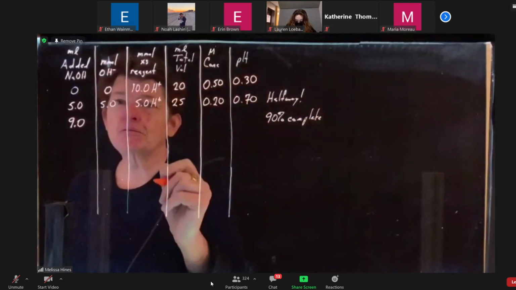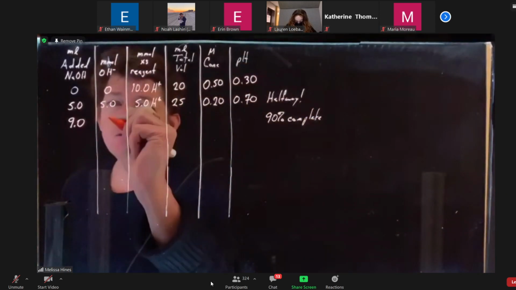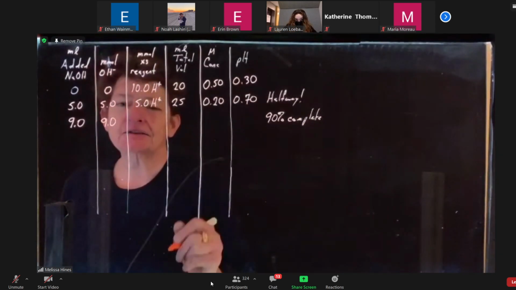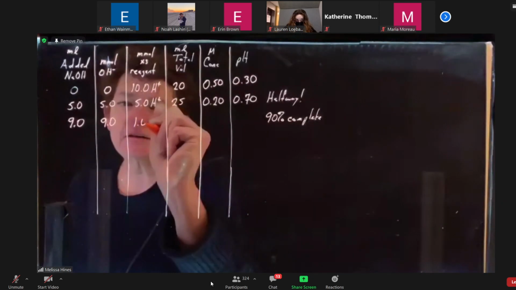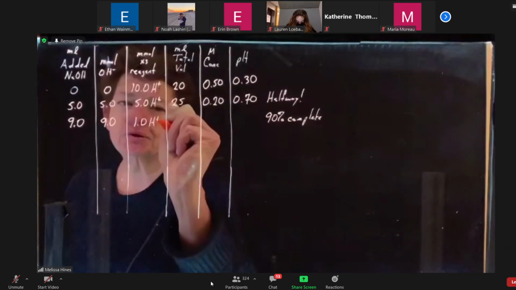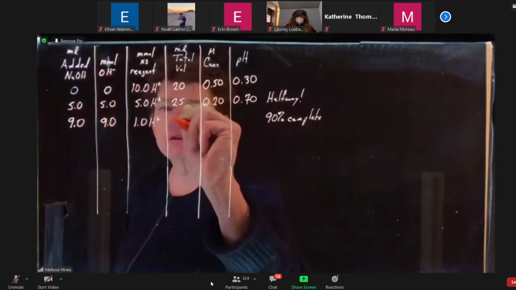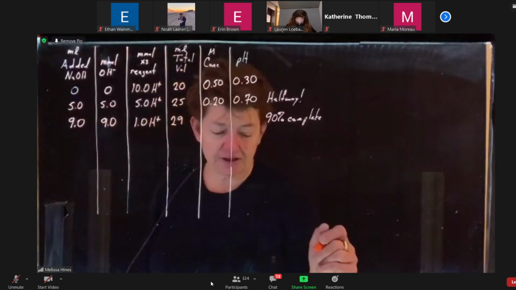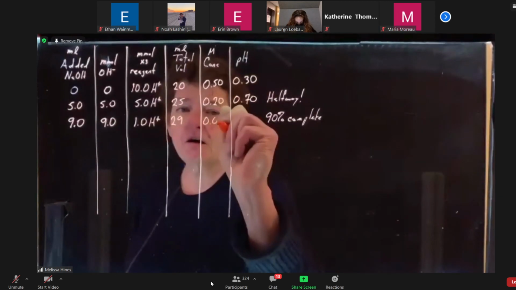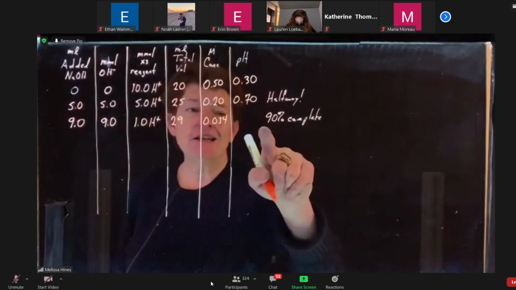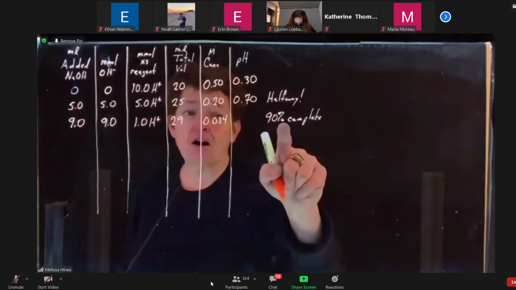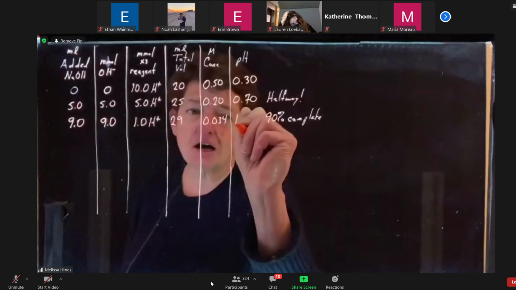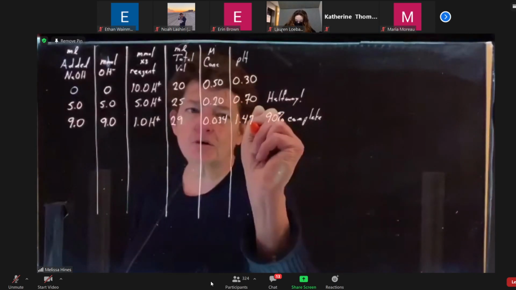So I've added 9 milliliters, which means I have added 9 millimoles of OH minus, which means I have only 1 millimole of H plus. Now my total volume is 29. My concentration now is going to be 0.034. 90% complete, you might think, oh, now I'm really going to have a change in pH. Actually, not so much. You're going to be at 1.47.